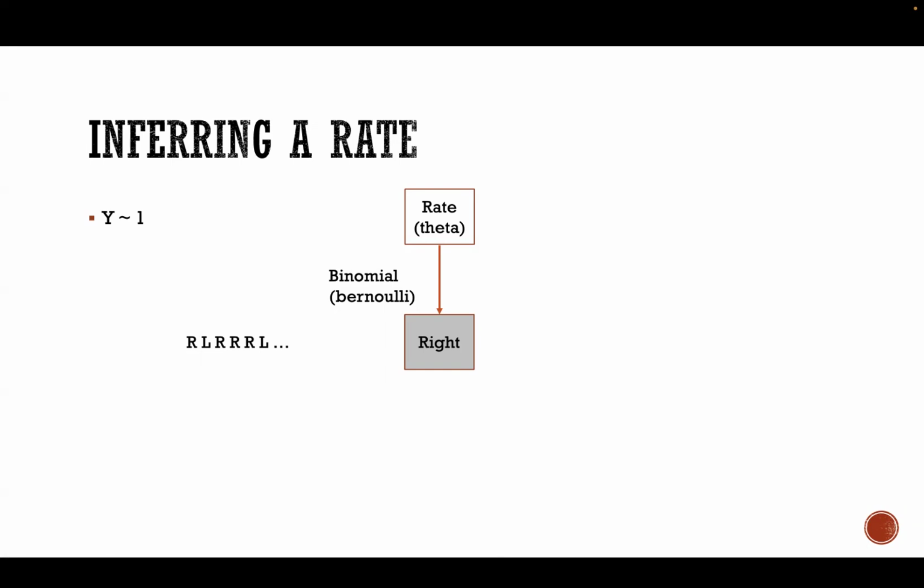which generates the choices through a binomial. In particular, given we're predicting them on a trial by trial basis, a Bernoulli, that is a binomial that runs one trial at a time. And the sequence of right and left is of course also dependent on the number of trials, which is observed. We see how many trials there are.